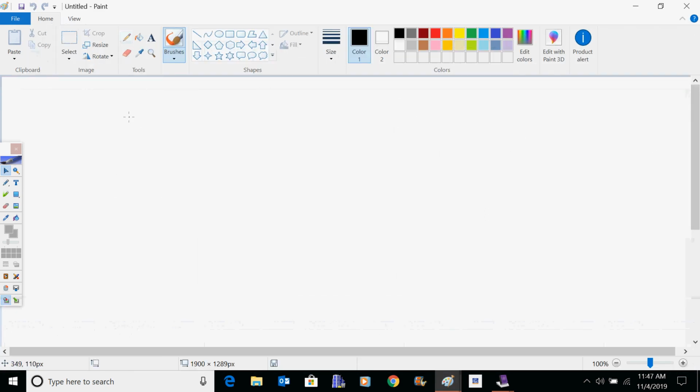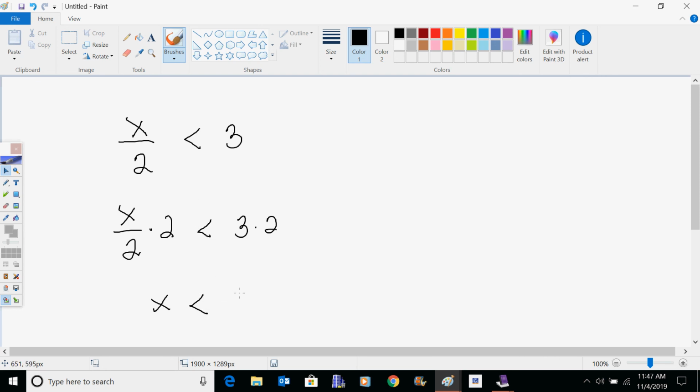Let's look at another one, brand new one. So if I had x divided by 2 is less than 3, what do you do to both sides? Actually, this one's different. This one we don't divide, we multiply by 2. In order to undo division, you multiply. So we do times 2 on both sides. 3 times 2, because divided by 2 times 2 cancels out. Our inequality comes down and stays the same. And we get 6.